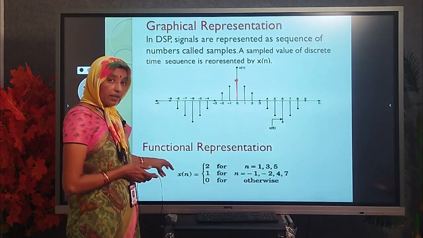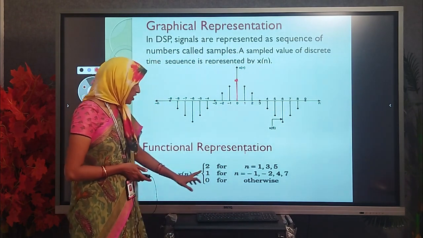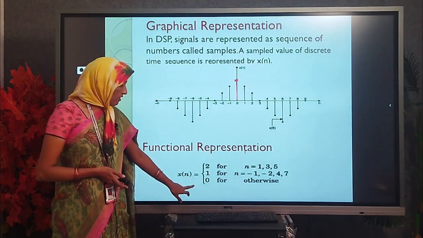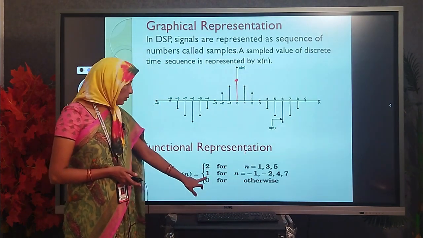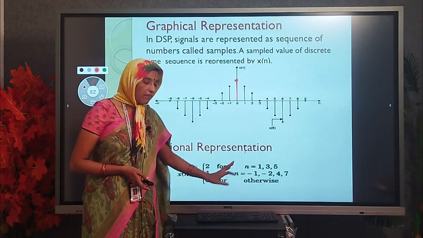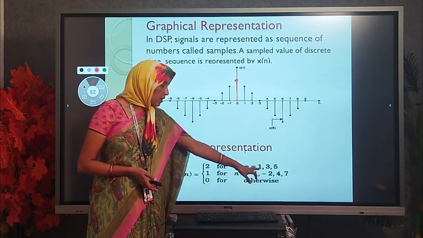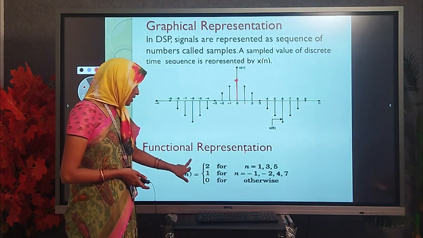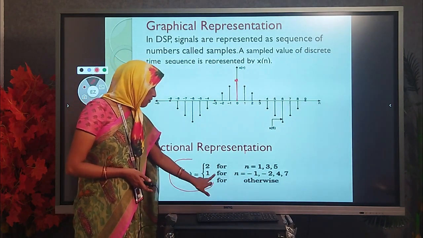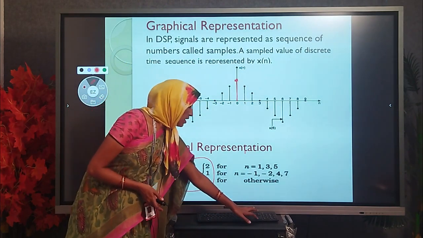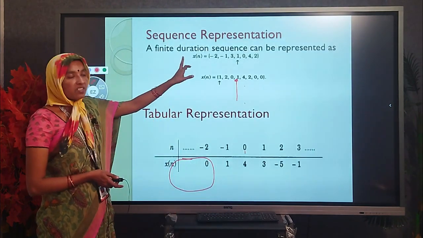And let us see about the functional representation. Signal is represented in the form of a function like x of n equal to 2 for n equal to 1, 3, 5. Similarly, x of n equal to 1 for n equal to -1, -2 and so on. So here the signal is represented in the form of a function. And similarly, the next one is sequence representation.